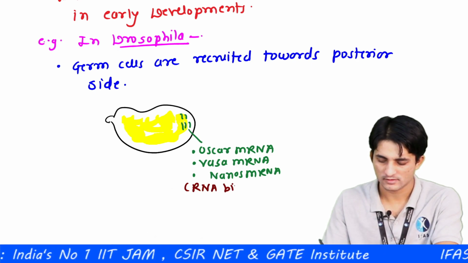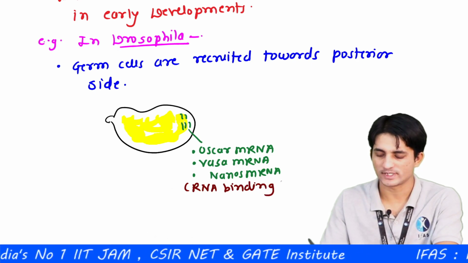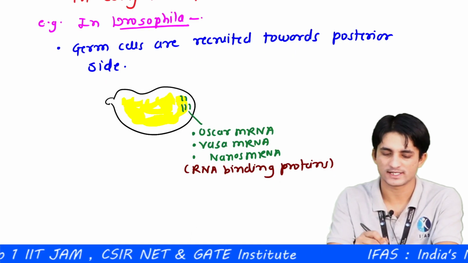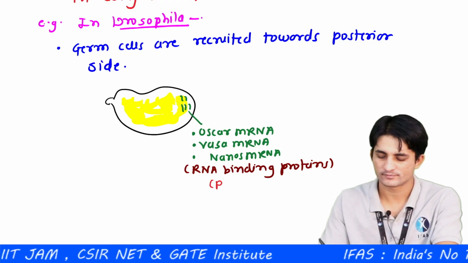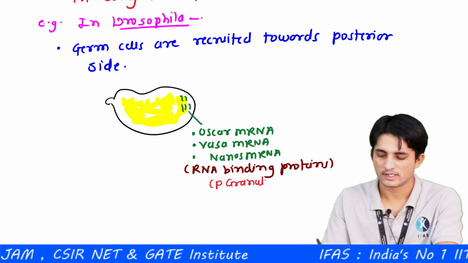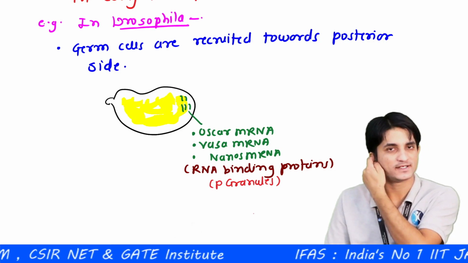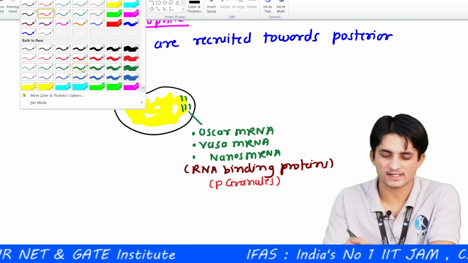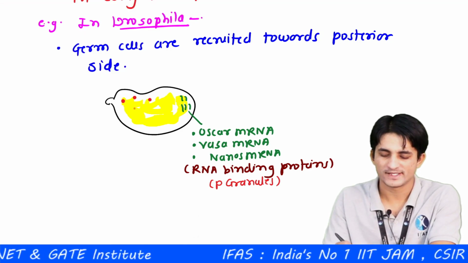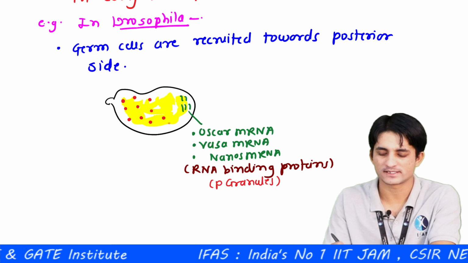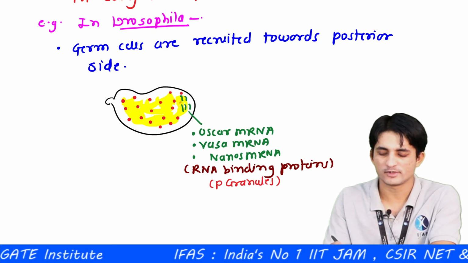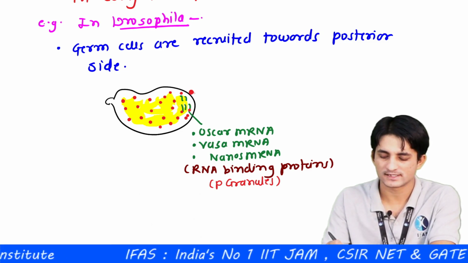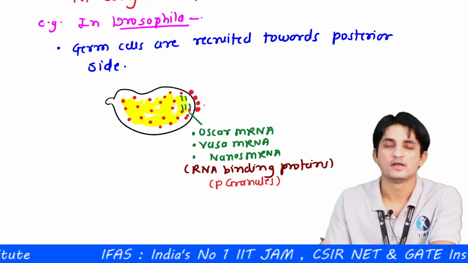These are RNA binding proteins, and these RNA binding proteins are also called P granules, and they are present on the posterior side. And what they did, some nuclei from the early development, after we discuss syncytial specification, some nuclei after 5 to 6 divisions translocate towards the posterior side.